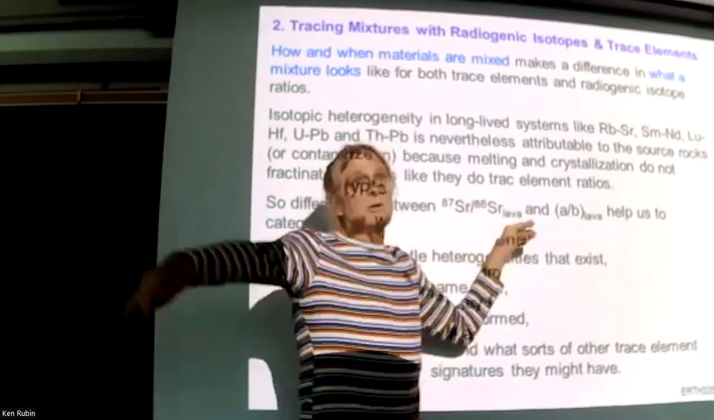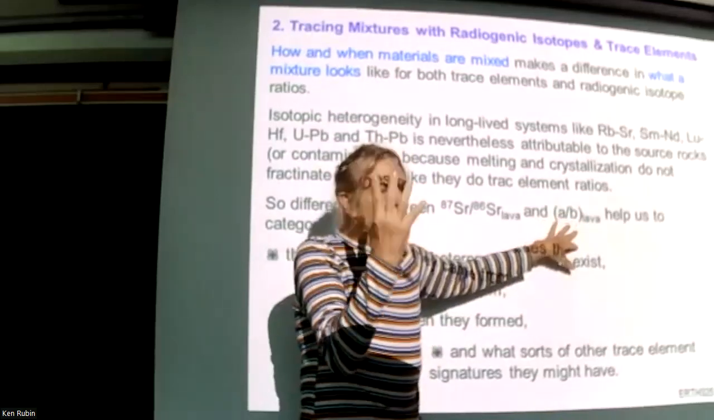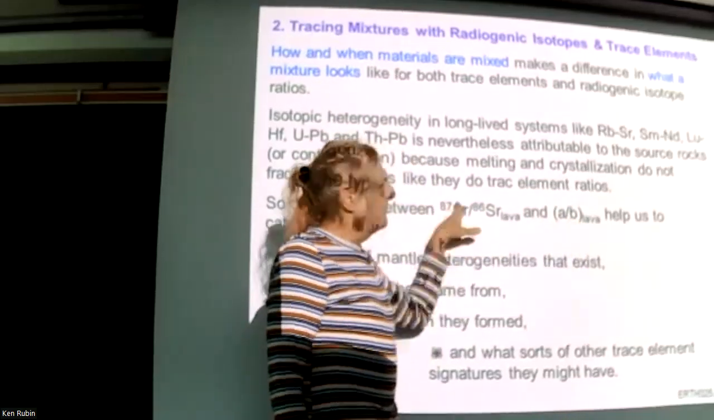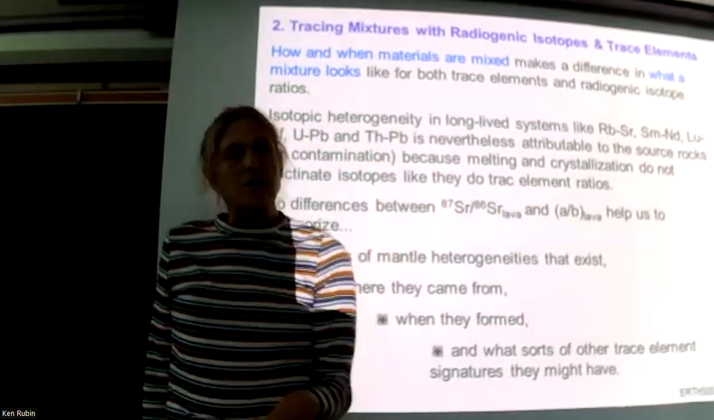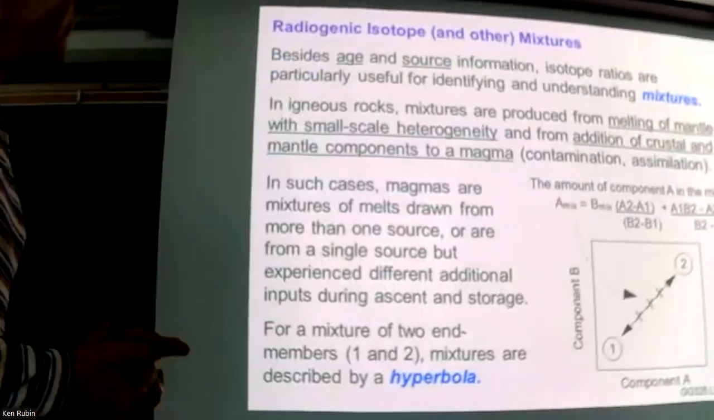A good example of that is the Honolulu series rocks that are around us. Tons of trace element variations because of extremely small degrees of partial melting, but they all have really similar strontium isotopic compositions, because it was the process of melting that made that heterogeneity.